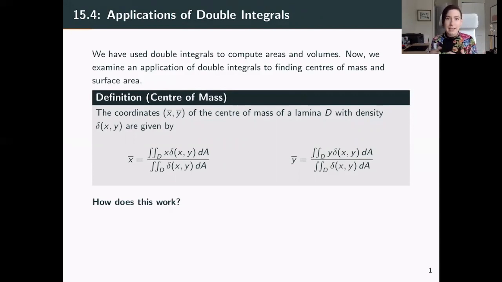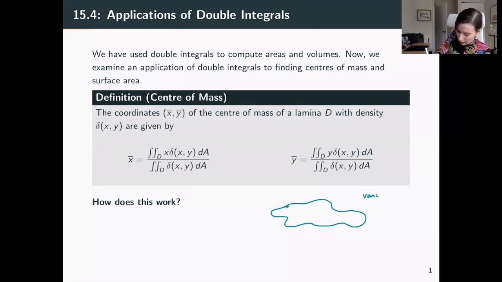The center of mass is going to be that balance point on the surface that if we could hold it up on a small little point, it would stay balanced at that point. So we could have a picture that looks something like this. Say I have a surface that looks like this, and on this surface I could have some kind of varying density. So depending on where I am on the surface, I have a different density.